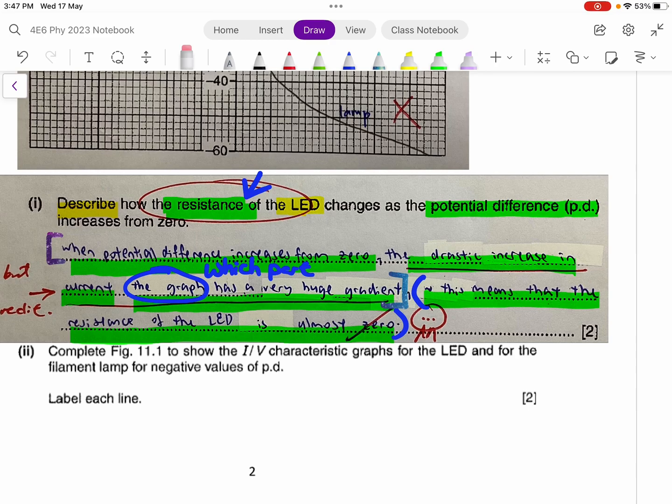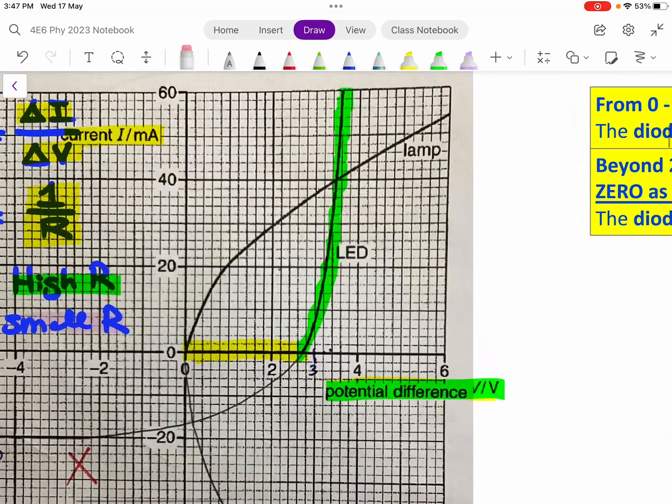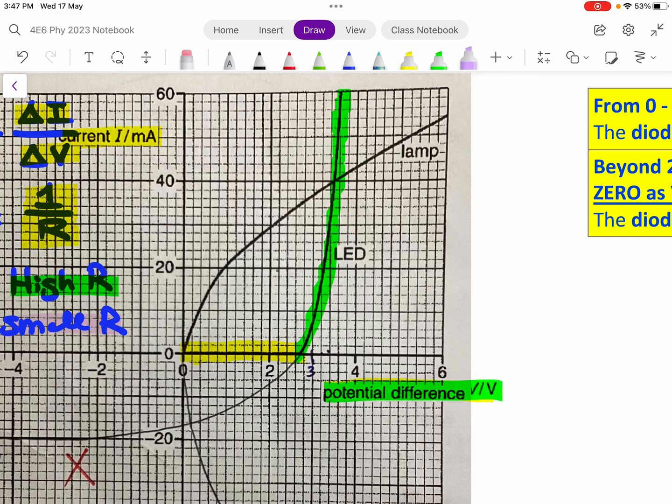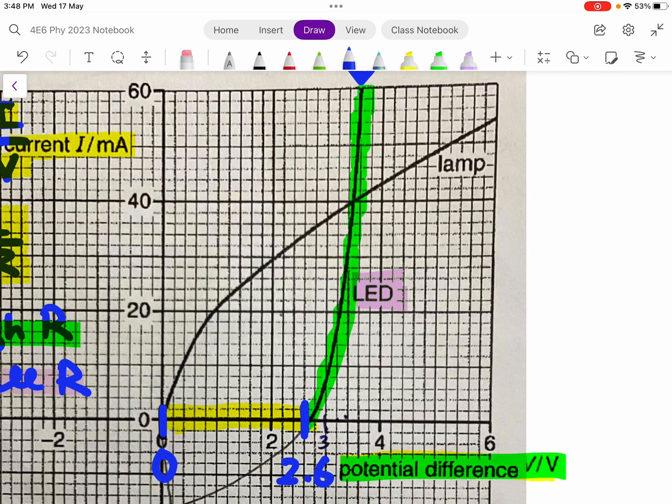Okay, so if you are encountering this kind of question, where they ask you to describe a particular part or a change on a graph, what you need to do is first look at your graph. In this case, we are looking out for the LED. So from the LED, try to break the graph into segments that you can manage in your description. Here I want to break it from 0 to about 2.6 volt. Then from 2.6 volt to around here will be the other part. So I will break the graph into a yellow part and a green part, right?